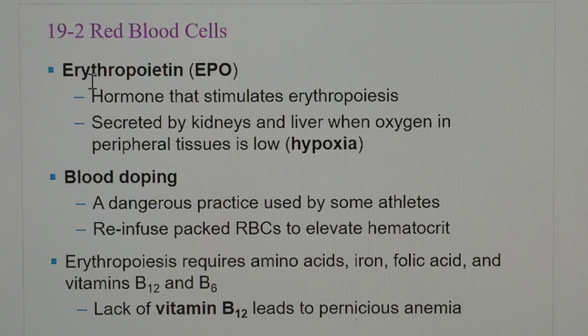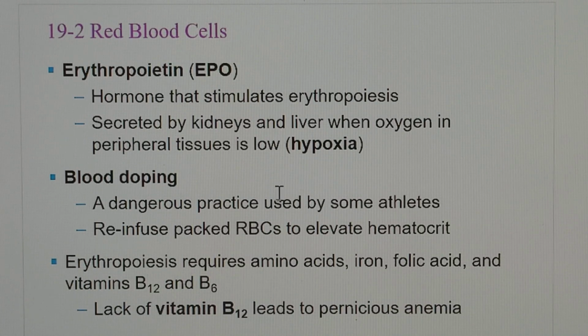Okay, we talked about erythropoiesis, the formation of red blood cells. Now we're going to talk about erythropoietin, which is the hormone that stimulates erythropoiesis. It's secreted by the kidneys and liver when oxygen in the peripheral tissues is low. We call that hypoxia.